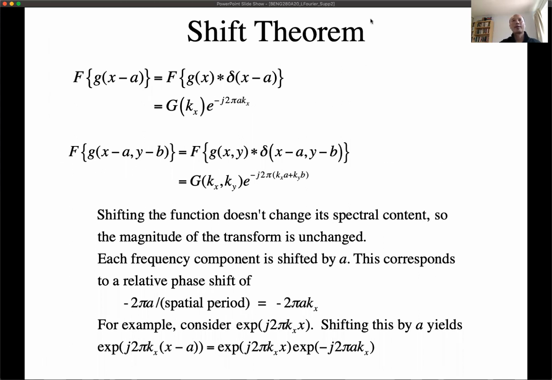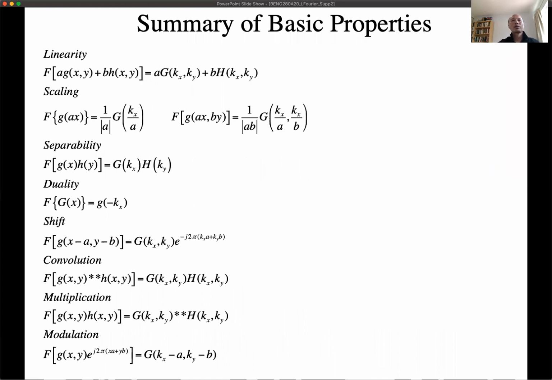And then finally, there's the shift theorem, which says if I take any function and shift it, I end up with the original function multiplied by some phase term. So the magnitude is not changed, but I end up with this additional phase term. Okay. So these are the basic properties.